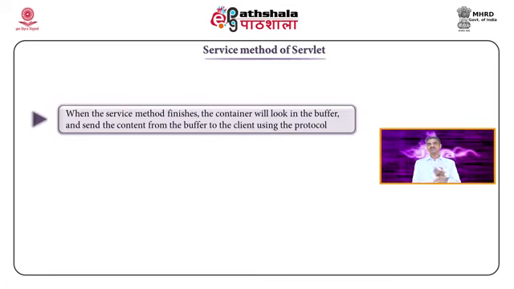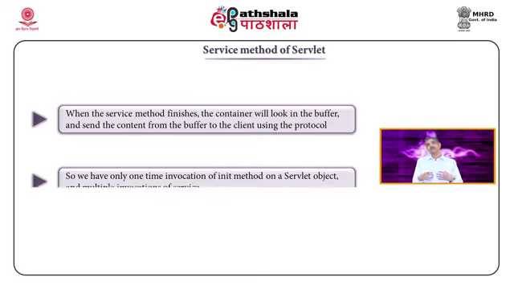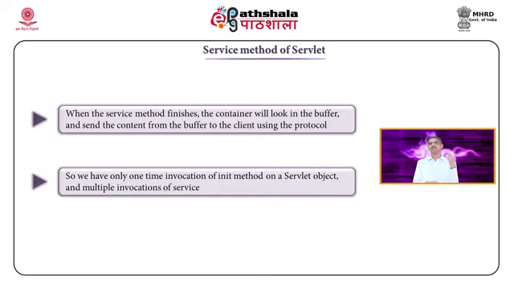So, the first lifecycle method is initialization. The init method may be invoked at startup or at the first-time invocation for a particular servlet, when the first request comes for that servlet. Once the object of the servlet has been created, it would not normally go down. The service method is something which is regularly invoked as and when the client sends a request to the container. So, we have only one invocation of init, and multiple invocations of the service method, and that is a regular job.